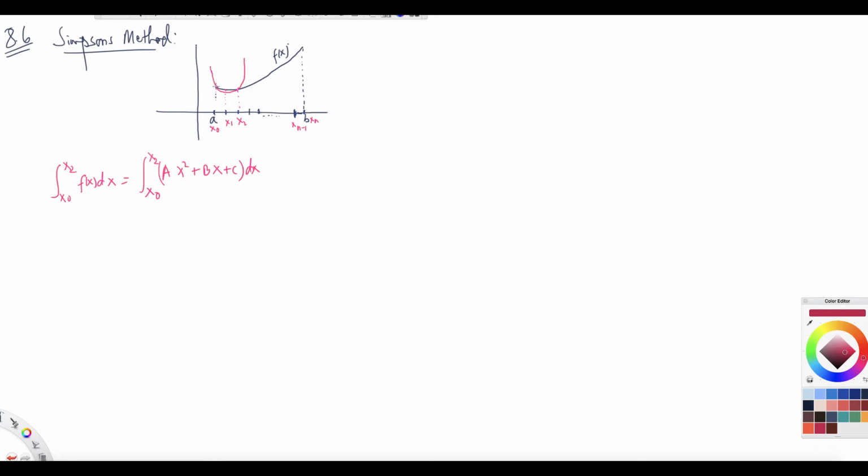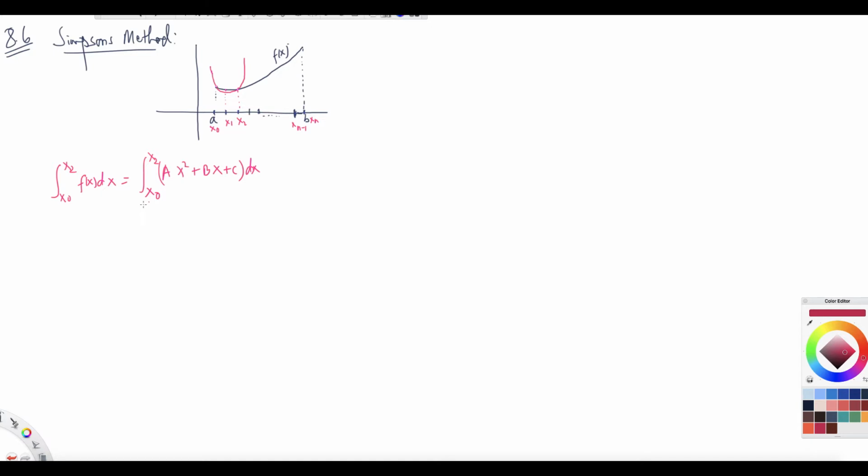Because we don't know how to find the area under this black curve, that's why we are using the approximation method, meaning that we're saying that the area under this black curve in this interval x0 to x2 is approximately equal to the area under this pink curve in this interval. That's what we're doing. And the equation of that pink curve, we are assuming, is ax squared plus bx plus c. So if you do that, what do you get?